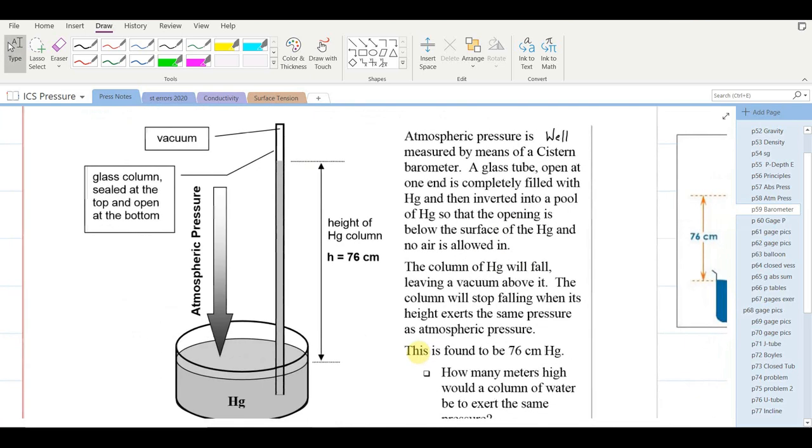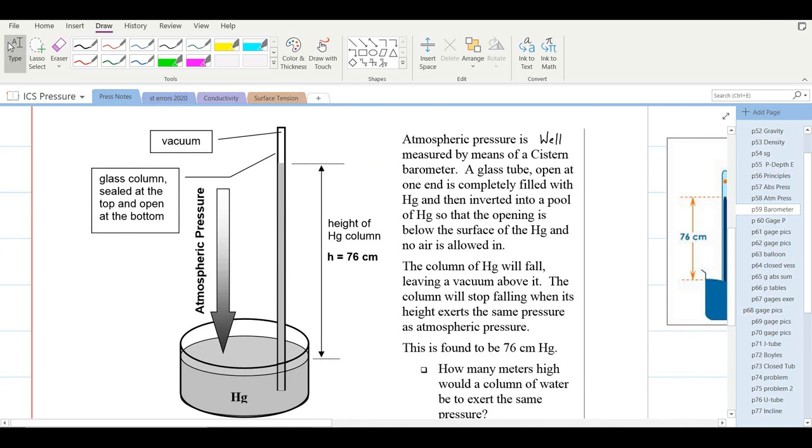This barometer is called a well manometer, or a cistern barometer. So atmospheric pressure is well measured. That's a bit of a pun because it's called a well manometer. Atmospheric pressure is well measured by means of a cistern barometer. How do we make one of these?